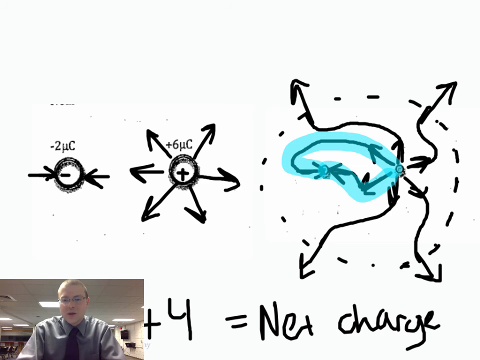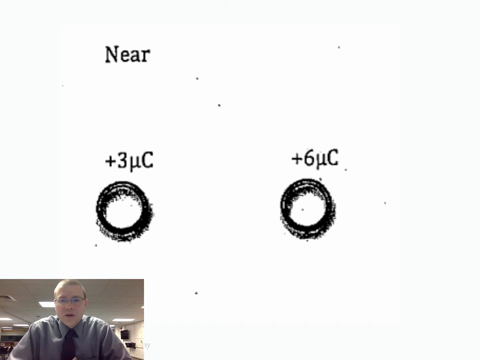So I'd like you to try one of these on your own. The second example here is a +3 microcoulomb and a +6 microcoulomb charge. Use whatever ratio of lines you want. Draw me what the fields would look like very close to the +3 and the +6, and then, like we did before, draw me what it would look like very far away from the +3 and the +6. So show what those field lines would look like near and far to represent the overall net charge.